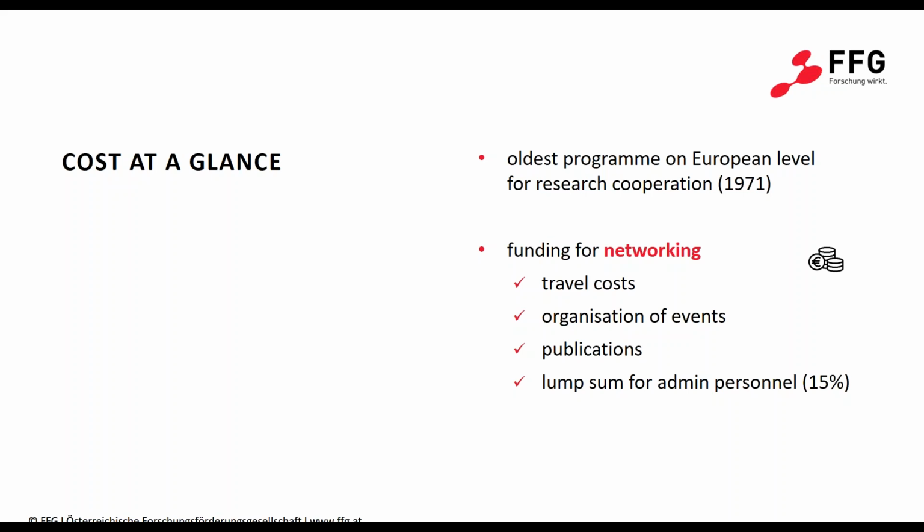So when you host a training school, for example, at a university in Austria, that would also be covered. Joint publications, and last but not least, even though the COST program does not fund the research, the personnel costs for research itself, there is a lump sum provided for the administrative personnel, the one that is in charge of the financial distribution of the funding and these kind of things. And this is 15% of the overall sum of the funding.